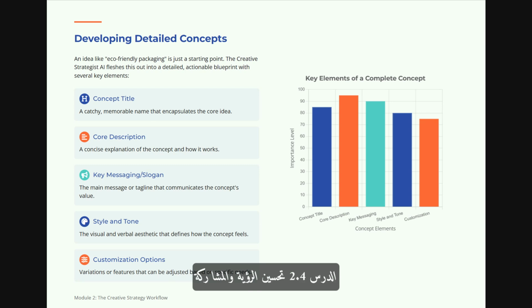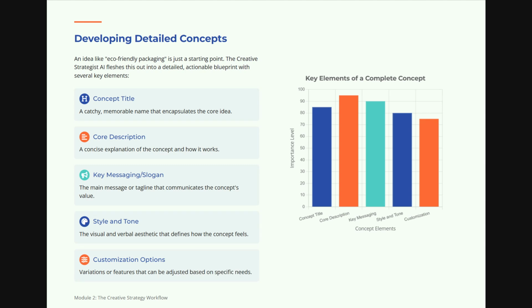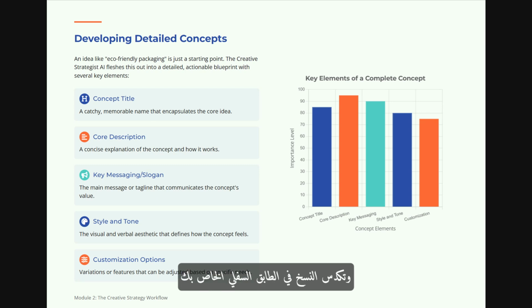Lesson 2.4. Optimizing for Visibility and Engagement. You've just written the most brilliant book in the world and stacked the copies in your basement. The problem? No one knows it exists. A great idea is useless if it's invisible. The fourth step in the AI's workflow is to act as a marketer and a librarian, to get your concept in front of the right people.